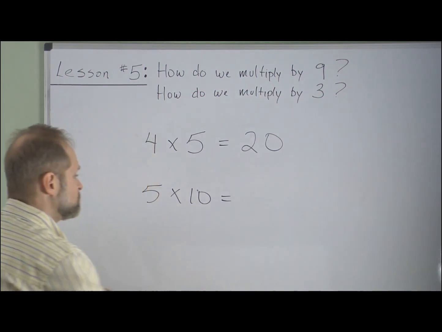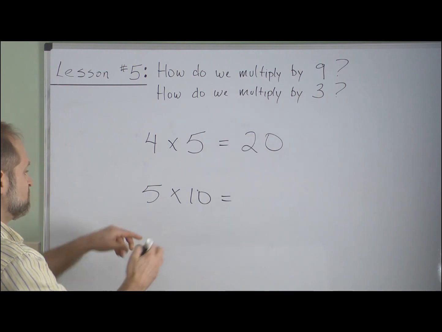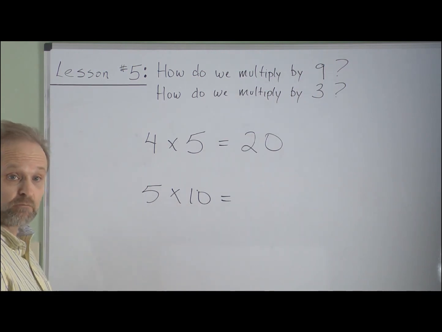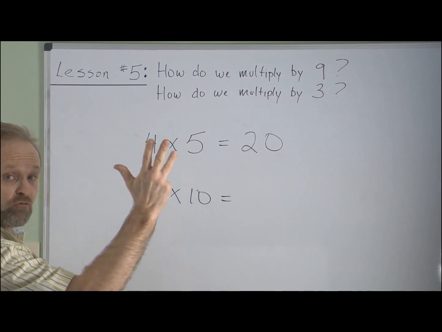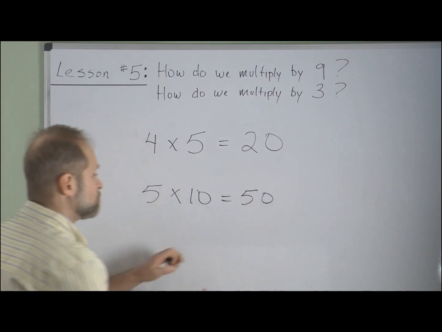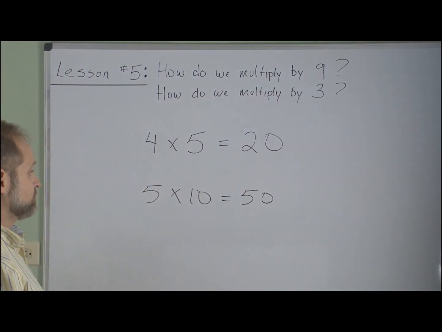A second way to do this problem, though, would be to say we have 5 groups of 10 and then start skip counting by 10. 10, 20, 30, 40, 50. So we would get that by skip counting.